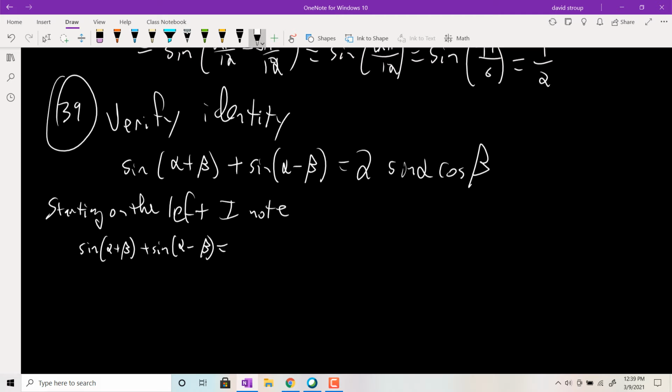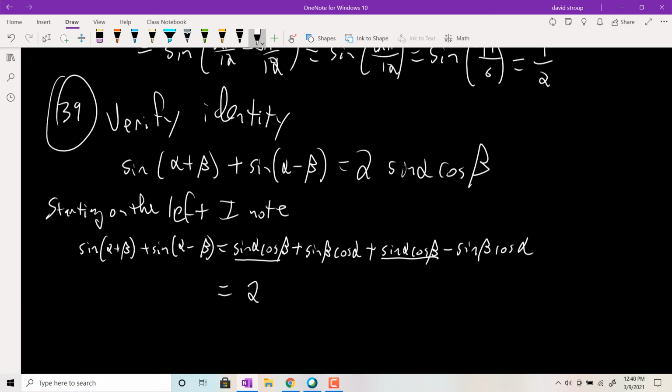Then I can use my same sine formula, so I have sine alpha cosine beta plus sine beta cosine alpha plus sine alpha cosine beta minus sine beta cosine alpha. Okay. So I have 2 sine alpha cosine betas. And then these two are additive opposites, so they cancel out. And lo and behold, I am on the right-hand side, which is what I want to show.